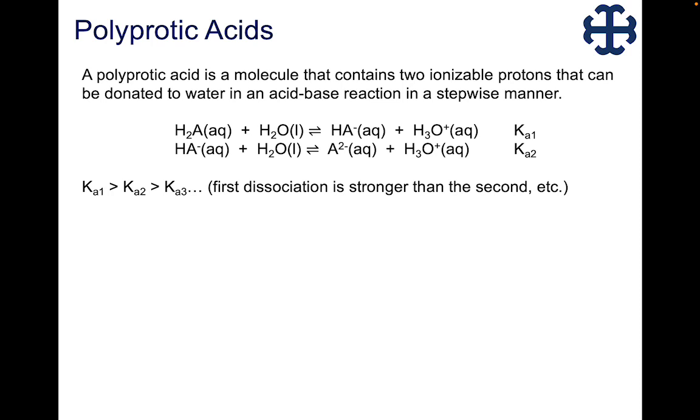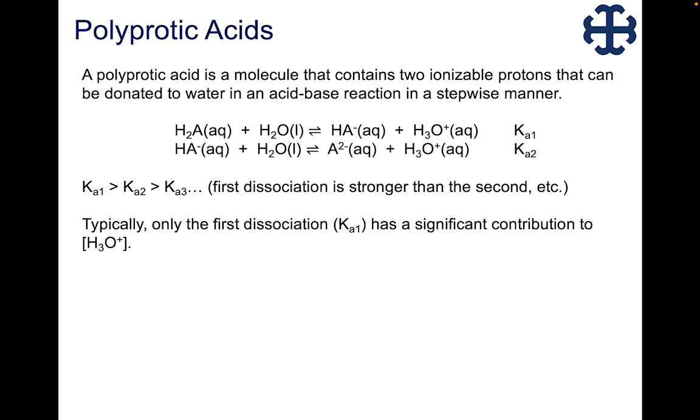And so we would call this polyprotic, where we have then 2 Ka values. We have Ka1 for our first dissociation and Ka2 for our second. And typically with all of these, as you go up in number for your Kas, your first dissociation is going to be much stronger than your second, and so on.